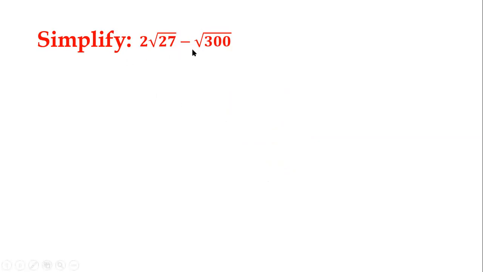2 root 27 minus root 300. I am having two numbers, one is root 27, one is root 300. I am going to simplify them into the simplest form, or the least form. So how can I write 27? This is 2 root 27 minus root 300, isn't it? So how can I simplify 27? 27 can be written as 9 multiplied by 3, isn't it?